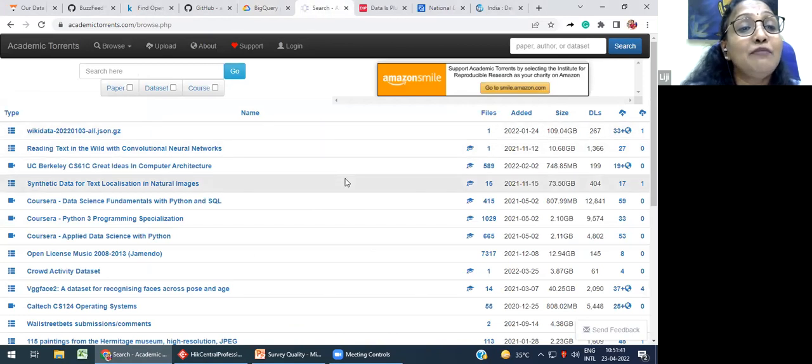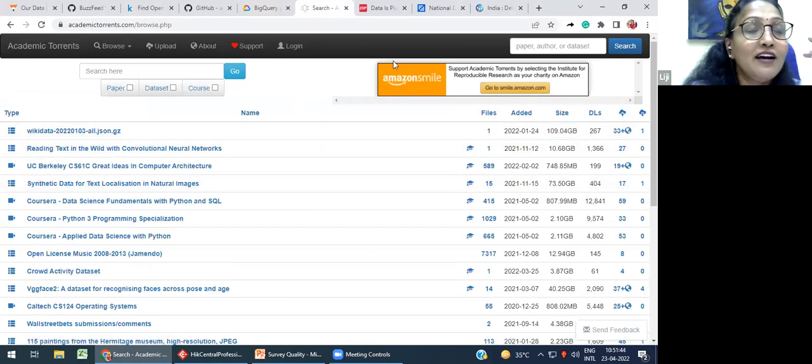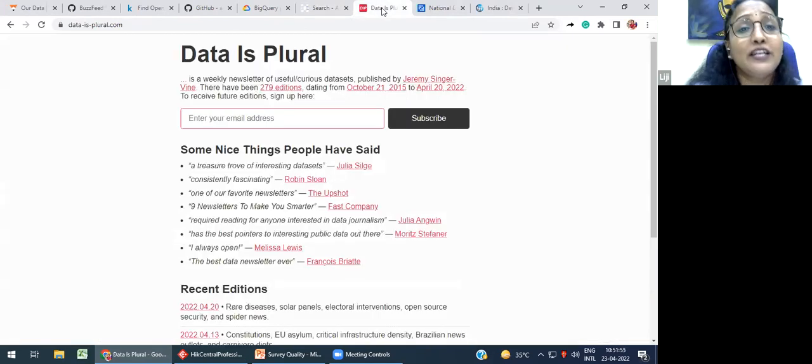Another one is Academic Torrents. This is basically for my IT colleagues or any other science people who are applying for it. Any data, you check it out on Academic Torrents, it is available. It is amazing if you want to do anything with it.